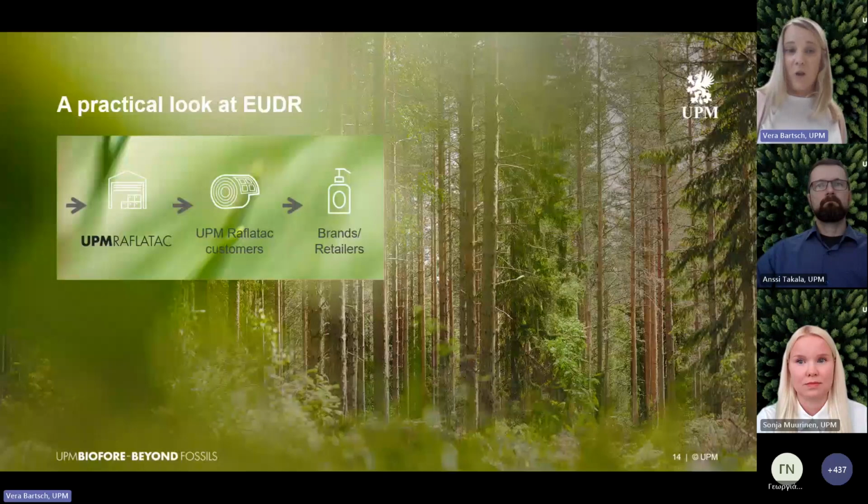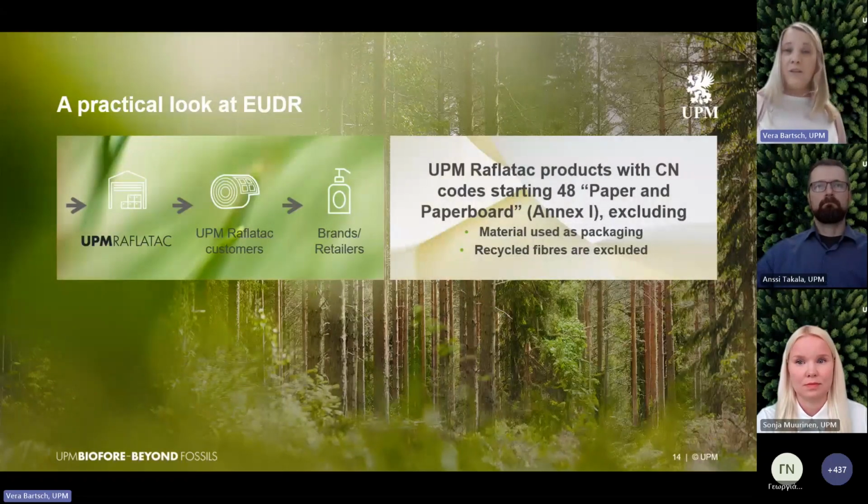Let's come to the second topic, getting even more practical in the middle of it. Which products are subject to EUDR? Sonja mentioned Annex 1 of the regulation. Annex 1 gives so-called CN codes, CN codes for combined nomenclature. These are called also tariff codes or HS codes. And Annex 1 states those codes which are subject to EUDR. These are related to the 7 commodities Sonja mentioned, and the main one for Raflatac is wood.